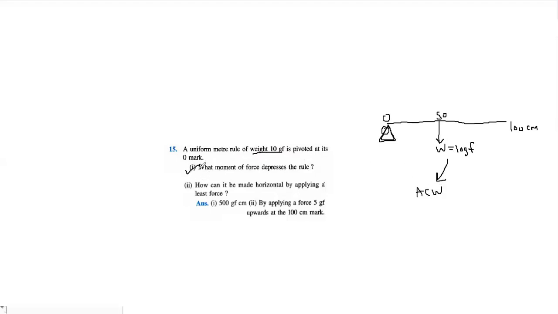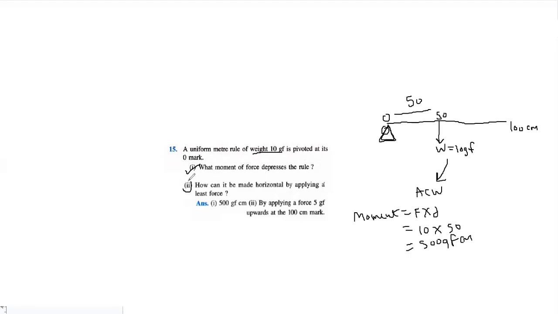The first part of the question says what moment of force depresses the rule? So it is depressed by the weight. Moment equals force into distance. What is the force? 10 GF, and we know this distance is 50. So the answer is 500 gram force centimeter.